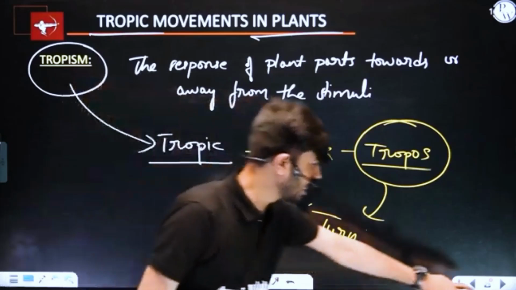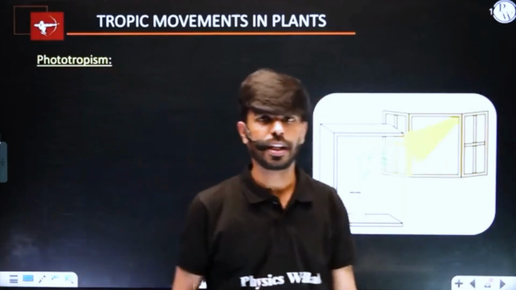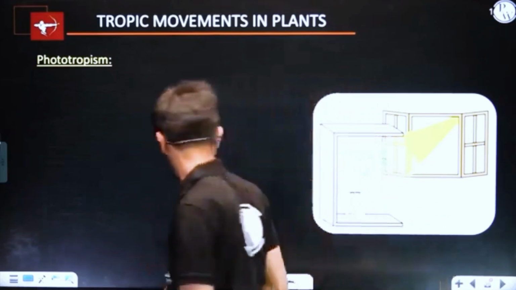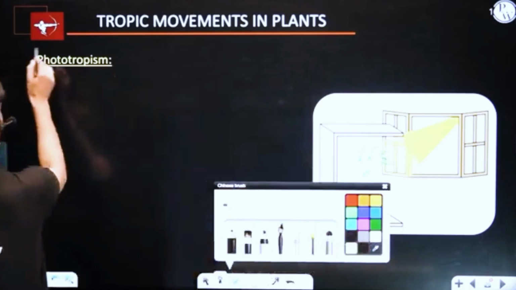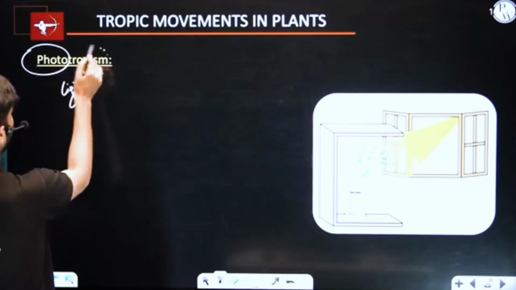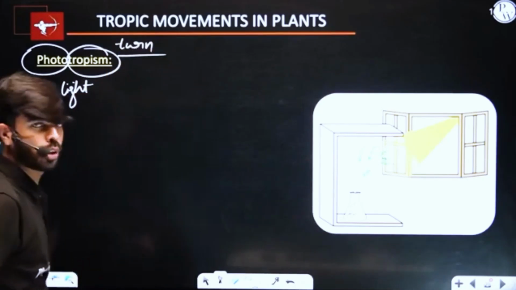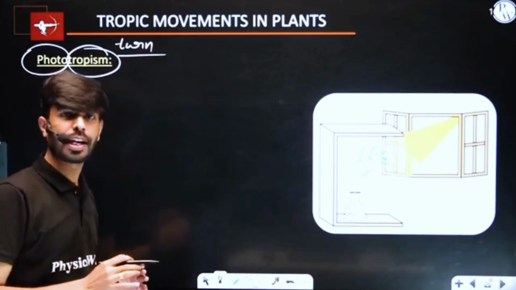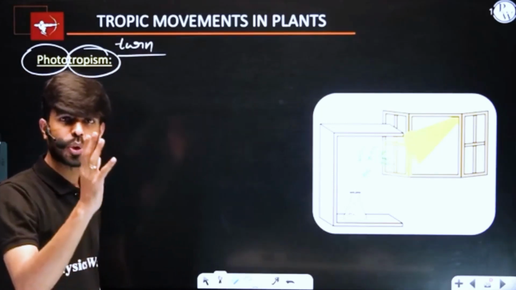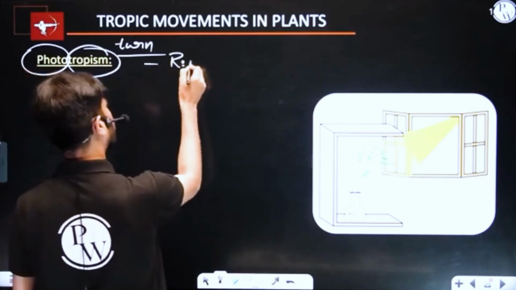Now let's understand one by one the different types of tropic movements. The first one is phototropism. What is the meaning of phototropism here? As the name indicates, photo means light, and tropism means turn. So it is not the light turning, but the plants showing the response towards the light. You can write it: response towards the light.